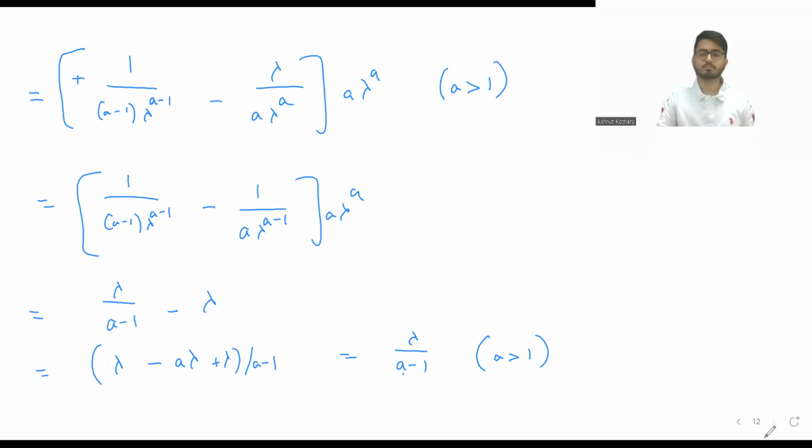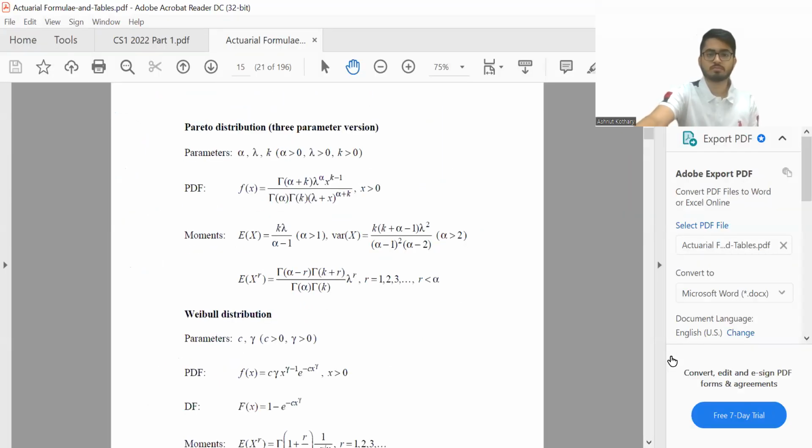So here if you'll see, in the actual tables itself, page number 15, we have a Pareto distribution. It's written as 3-parameter version. The parameters are alpha, lambda, and then another additional parameter as k. Just keep in mind when k takes the value 1, the 3-parameter reduces to the 2-parameter.